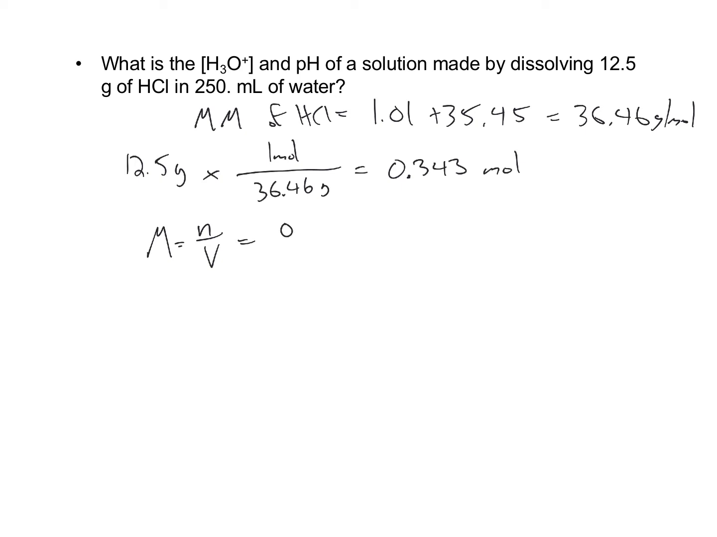So then to get its molarity, I'll use M is equal to n over V. So I have 0.343 moles. Divide that by the volume in liters now. So I've got to convert those 250 milliliters into liters. So divide by 1,000, so that'll be 0.250 liters. And so that gives me a concentration of 1.37 molar. Right, but because the HCl is going to completely dissociate, that is the HCl concentration, at least initially, but since it completely dissociates, that is the H3O+ concentration.